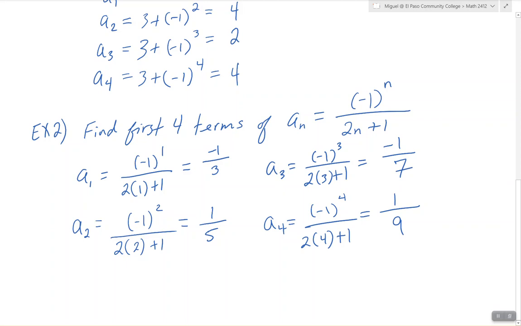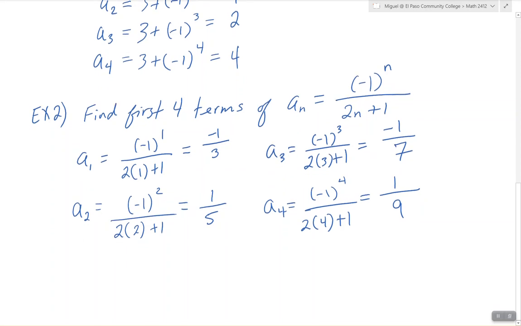We can also go, well, we should also be able to go backwards. So given the terms, can we come up with the nth term expression, right? Nth term formula for a sequence. Example 3, part A.